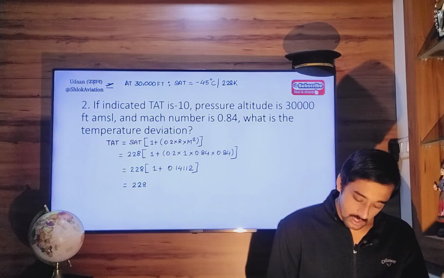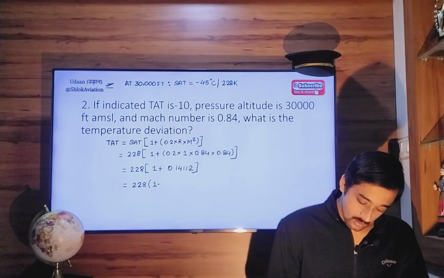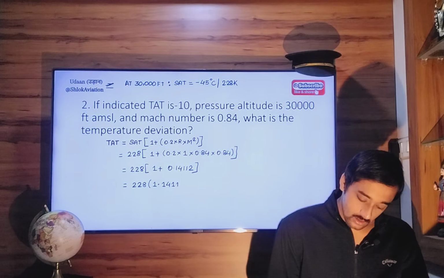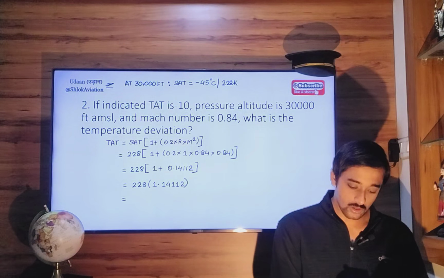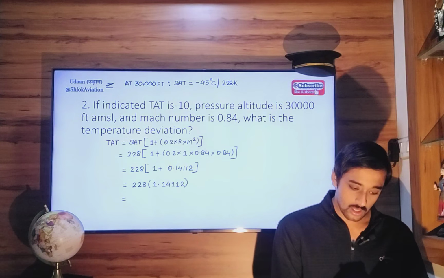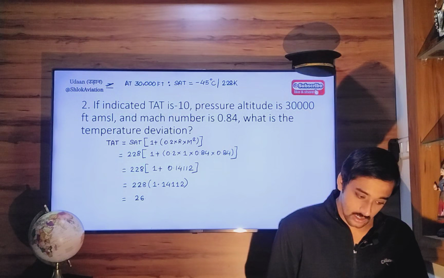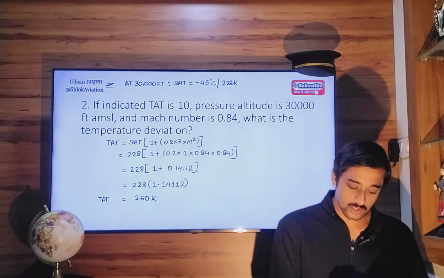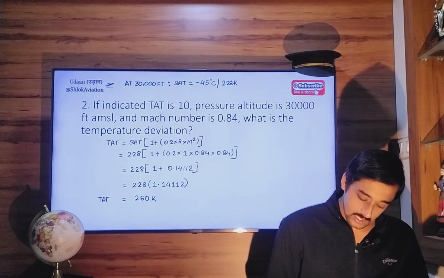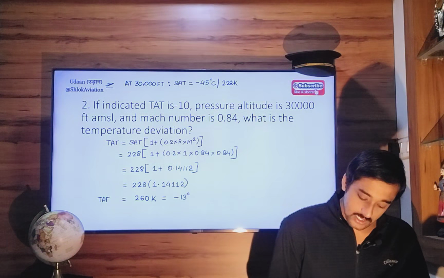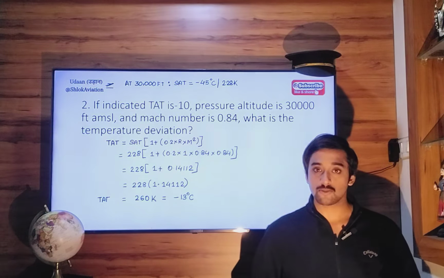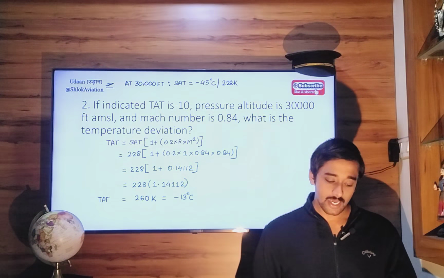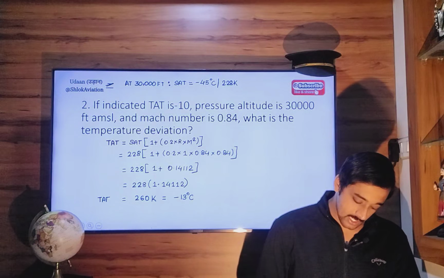228 multiplied by 1.14112. So 228 into 1.14112, that is equal to 260 Kelvin. Now 260 Kelvin equals approximately minus 13 degrees Celsius. Okay, so total air temperature is minus 13 degrees Celsius. You're getting an indicated total air temperature of minus 10 degrees Celsius.